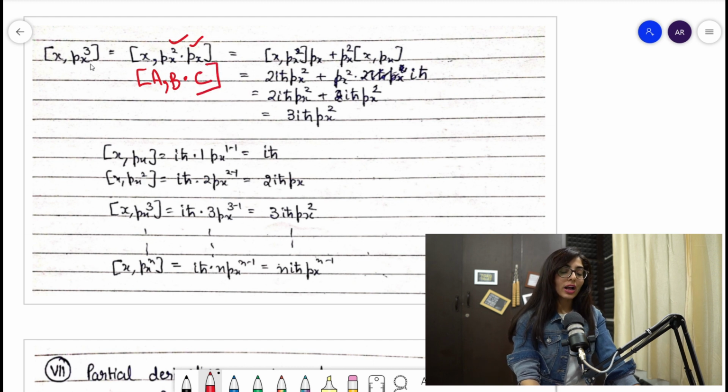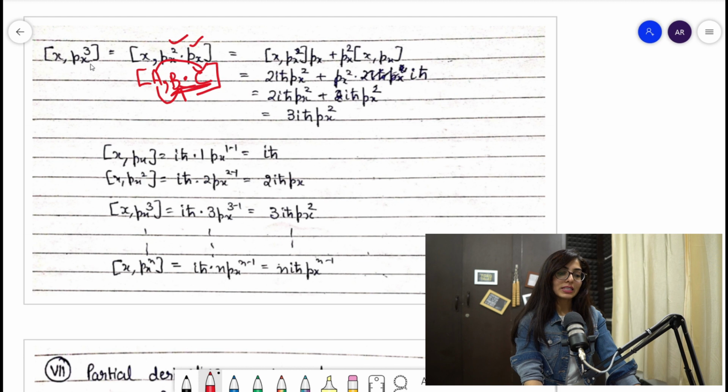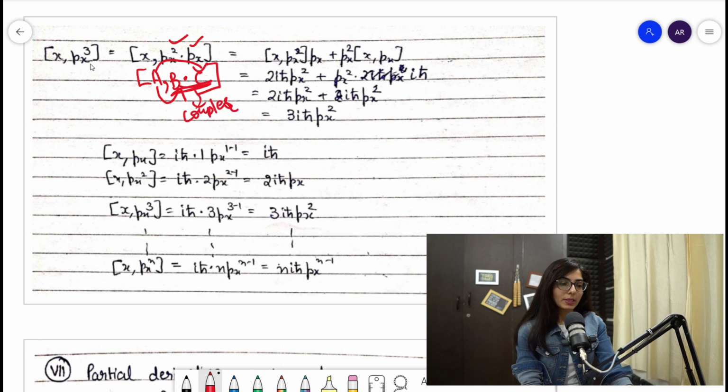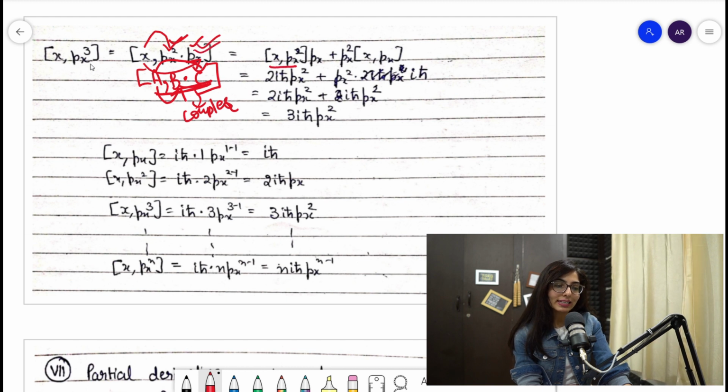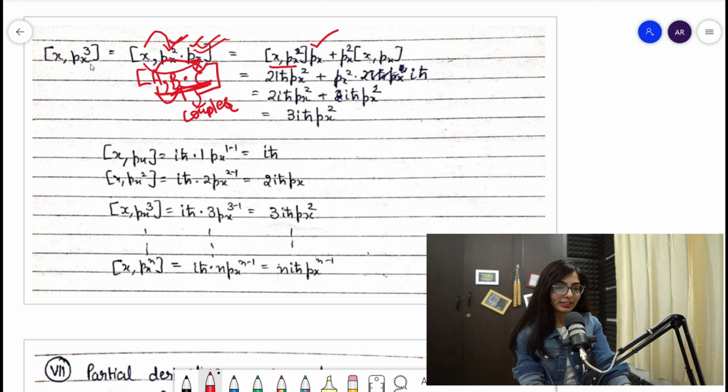Clear? So now again that is the same identity. You will do it like this: a with b and then a with c, and bc are couples. Clear? Suppose I take a with b, meaning x with px square, and then x with px. If you take x with px square, you will write x comma px square, and this px is at a later stage, so you will write it at a later stage.